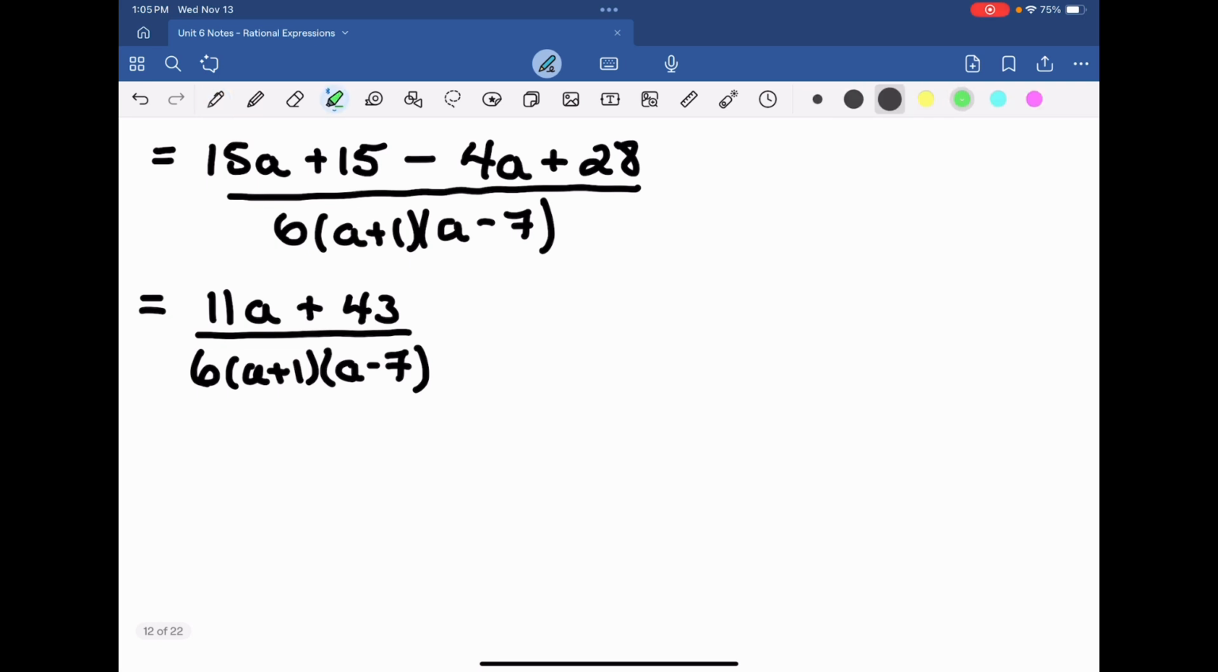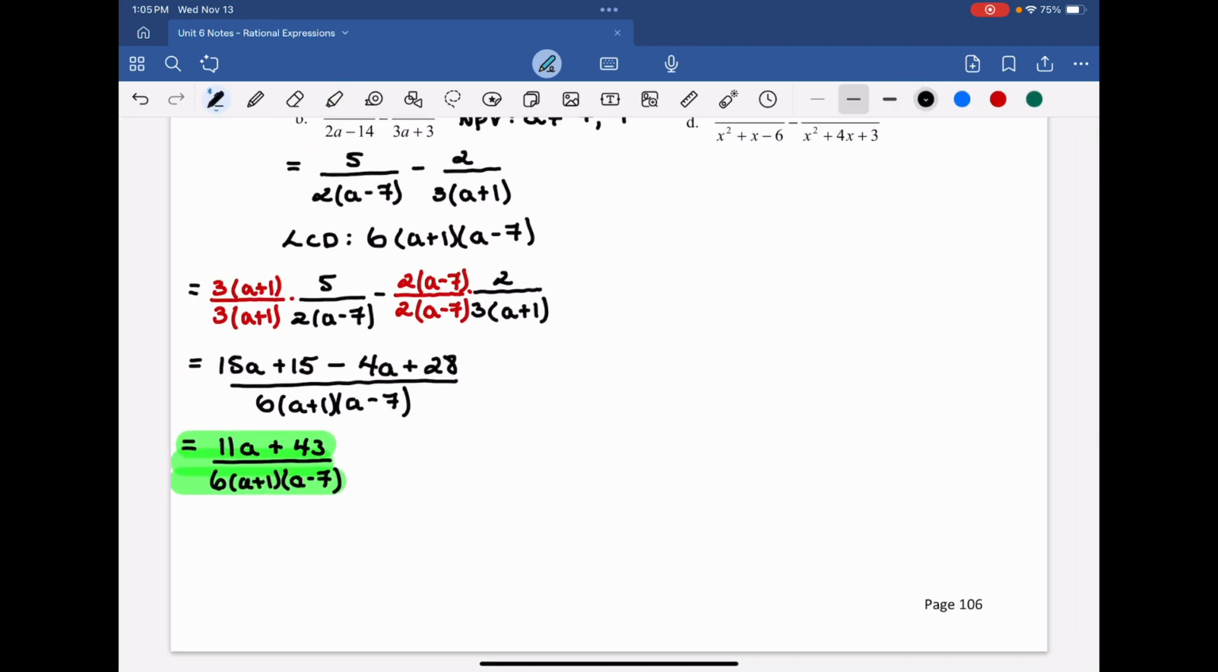Now, can we do anything more with this? No, because at this point we see that there's really nothing we can take out as a common factor. We can't factor the numerator anymore, and we can't cancel any of the terms out. So we look at this and we're like, you know what? This is great. It satisfied the problem, so I'm happy with this.